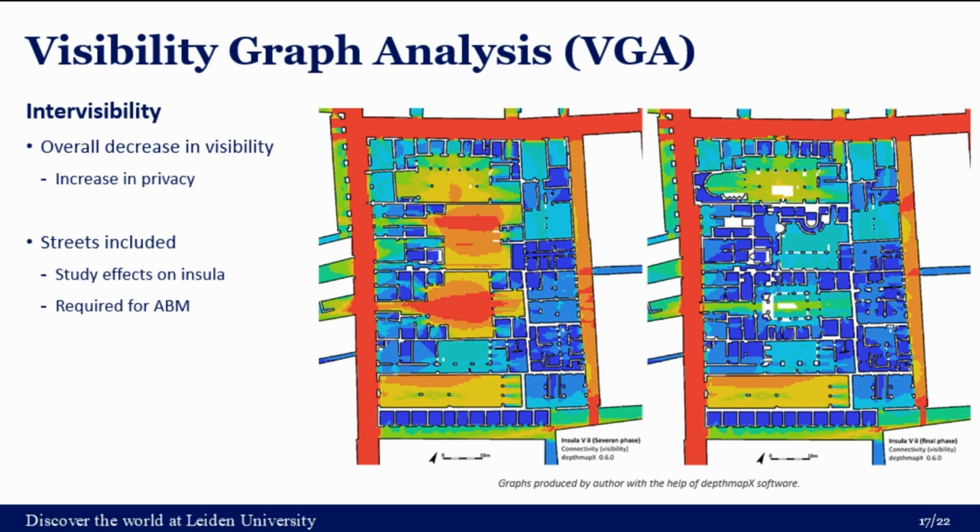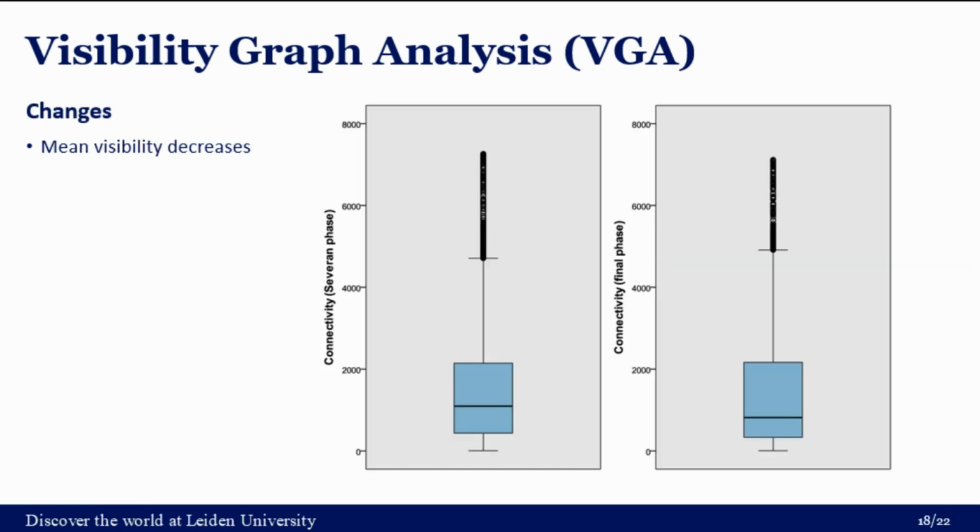I also included the streets, which was for two reasons. One, to study the effects of the streets on the internal space of the insula, and two, because I kind of didn't have a choice, because I wanted to do an agent-based model and all spaces have to be connected to each other in order to do that. So it was also a bit of a technical reason. Here again is an example of a graph you can create of the visibility graph analysis, a simple box plot showing that the mean visibility decreases.